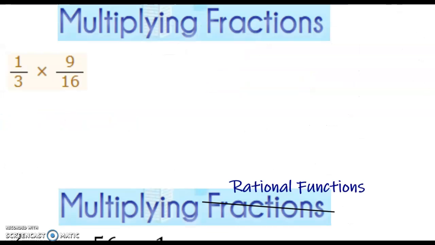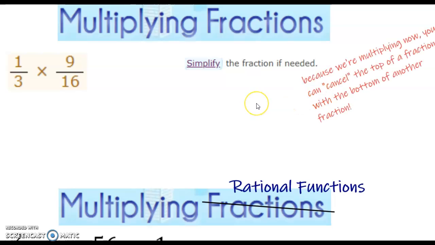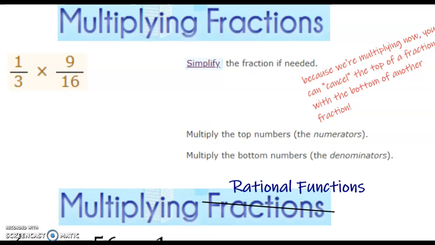As we move into multiplying and dividing, remember this is much, much easier with fractions, so this should go faster. When we multiply and divide, we want to simplify the fractions if needed. Now what's interesting is, remember how we talked about you can only simplify factors, not individual pieces of polynomials? But now we can cancel out the top of the fraction with the bottom of any other fraction that we're multiplying, because those are all kind of being multiplied together. They're all factors of each other. So that's kind of exciting because it gives us a little bit more flexibility.